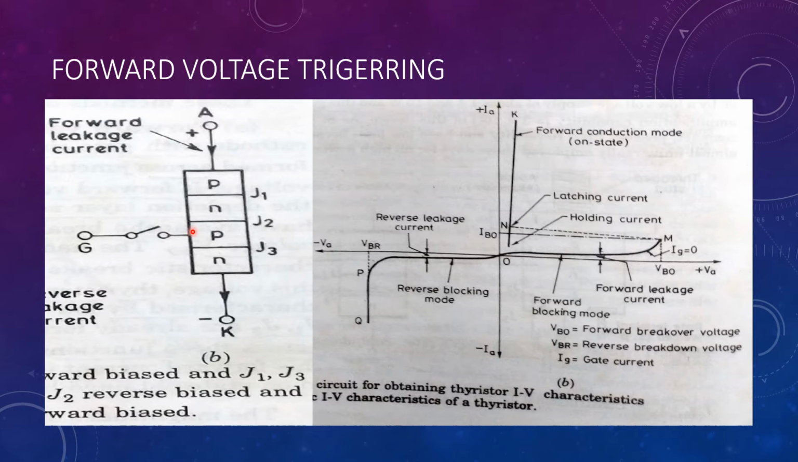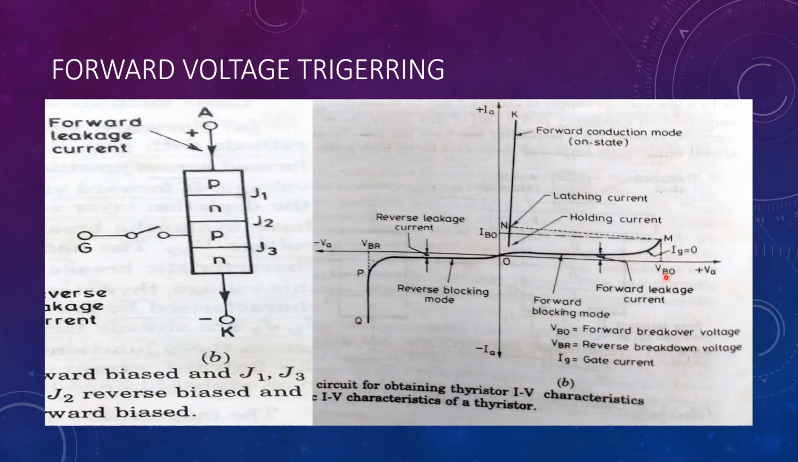The width of the depletion layer of junction J2 is a function of anode to cathode voltage. As the anode to cathode voltage increases, the width of the depletion layer at junction J2 decreases. When the anode to cathode voltage is increased beyond a certain voltage called forward breakover voltage, the depletion layer at junction J2 vanishes. This phenomenon is called avalanche breakdown.